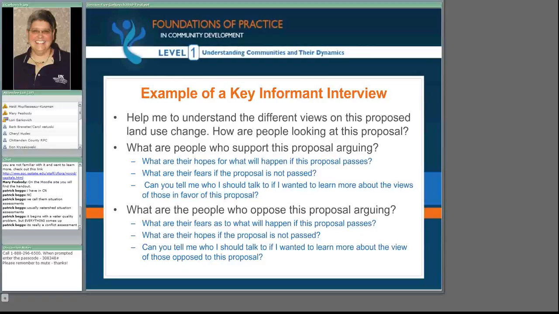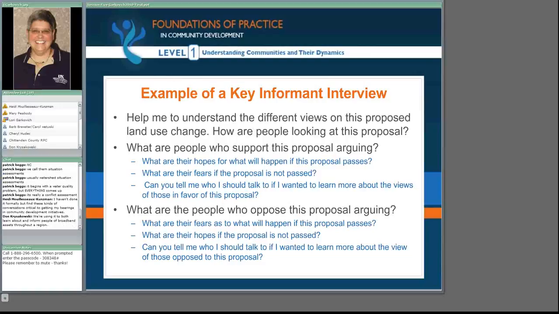These key informant interviews. Heidi's pointing out that she hasn't done them formally, but they're the kind of conversations that are critical to getting your bearings in a community development initiative. Absolutely. I've made it sound formal, but they really aren't. I call them structured conversations.